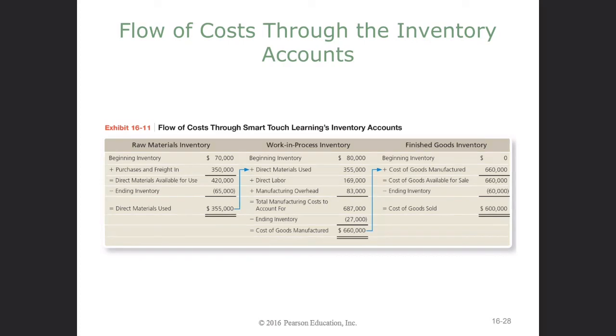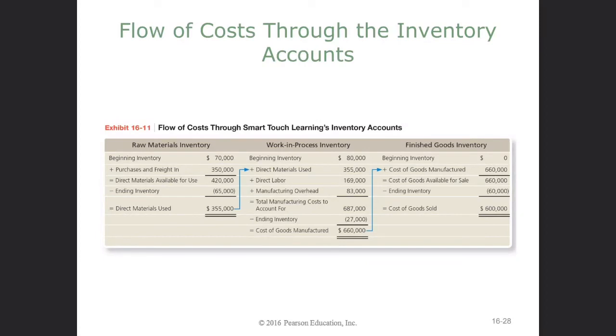We have manufactured these goods. They're ready to move to our finished goods inventory account. The cost of those goods was $660,000. So we're going to move that $660,000 to our finished goods inventory account along with the finished goods. We're physically moving the goods there, and we're moving the funds, the money, there in our books. So our beginning inventory in our finished goods account was 0. And then the cost of goods manufactured was $660,000, so we've moved that over to our finished goods inventory account.